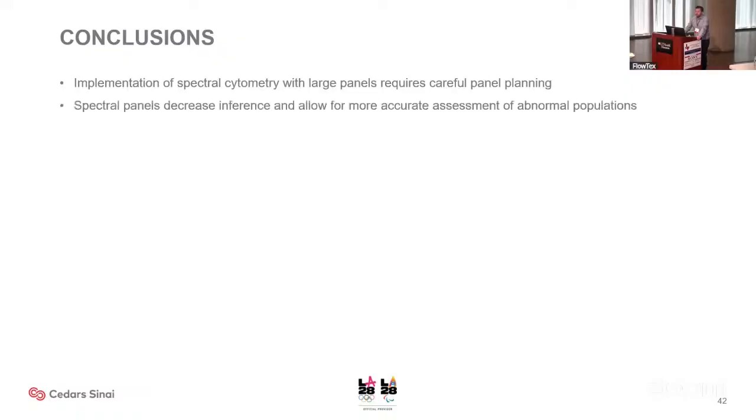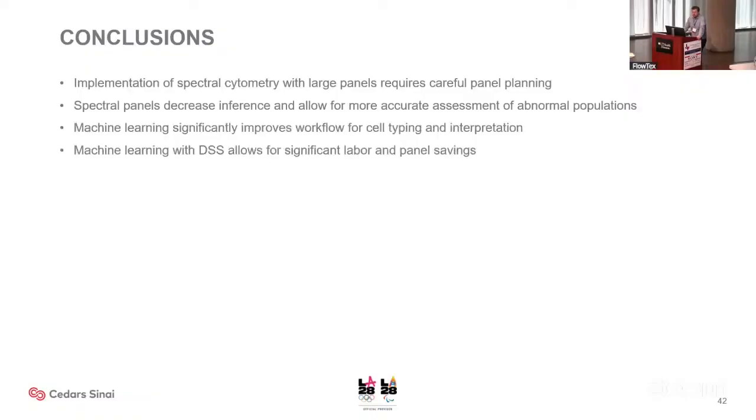So in conclusion, the implementation of spectral flow cytometry with large panels does require a lot of careful planning. And while you can throw a lot of colors into it, it really requires detailed planning, just like a conventional flow cytometry assay does. And then spectral panels decrease the interference and allow for a lot more accurate assessment of abnormal populations. We've been very happy with that. Machine learning really improves the workflow for cell typing interpretation.